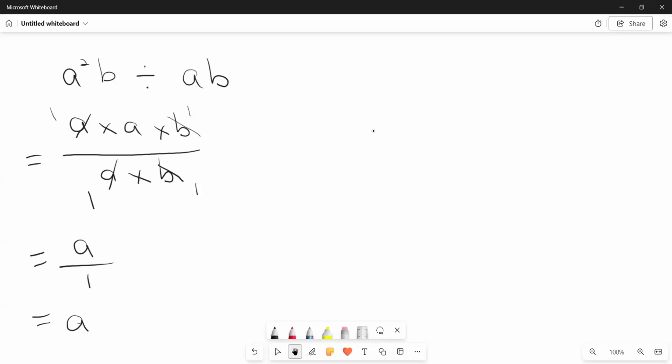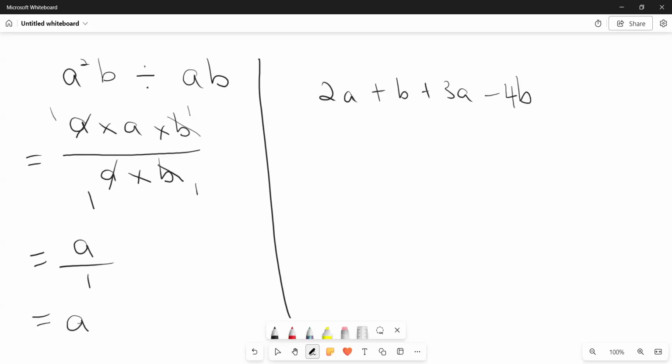Excuse me, sir. I understand the addition, multiplication, and division, but for the subtraction, I cannot catch it that fast. Is it okay if we can go over it? Subtraction? Yeah, the previous sum we had on subtraction, which was 2a plus b plus 3a subtract 4b.